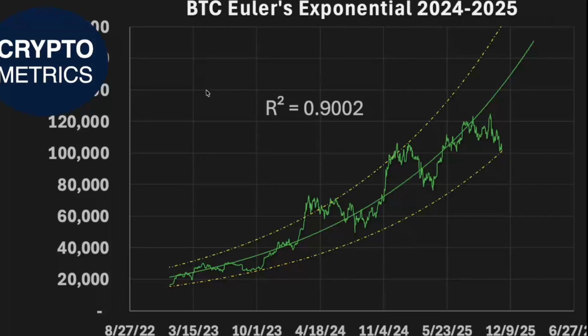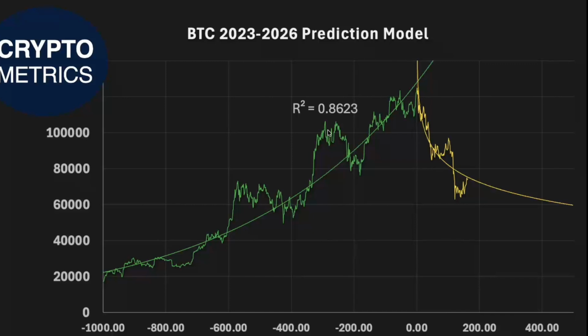This, for example, is the macro trend line Bitcoin was following in the bull run. It followed it for 32 months and then we broke down. And in previous bull runs, it has also been following the same trend line based on Euler's natural exponential, to give you an example of a trend line. And once we go from bull run to correction, we are following another trend line that you see in yellow here, which happens to be the inverse of Euler's.